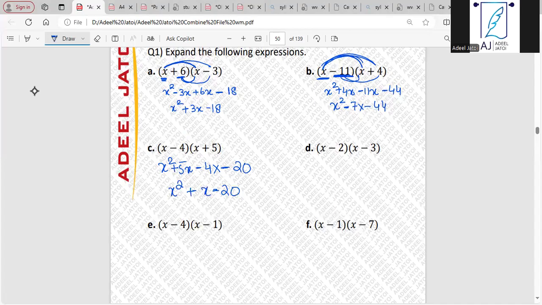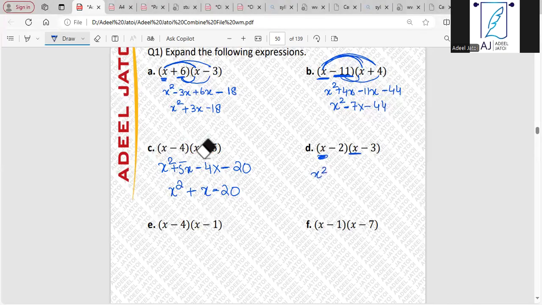Remember this, that x into x is x squared, x into 5 is 5x, minus 4x into x is minus 4x, minus 4 into 5 will become minus 20, and then 5x minus 4x becomes x.